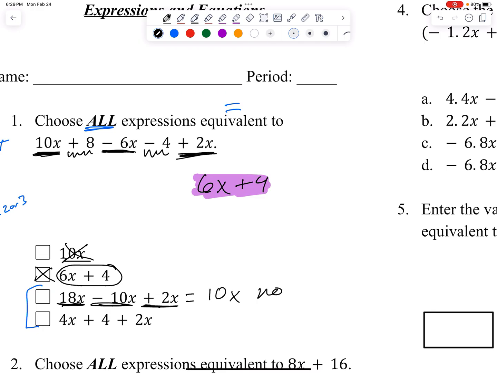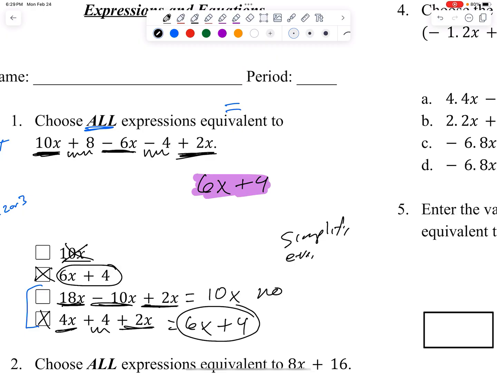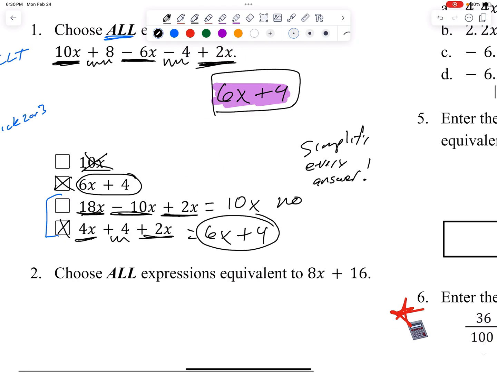No. And then my last one, I got x's with x's. So that gives me 6x. Units with units, well, there's only a plus 4. So did that work? Yes, 6x plus 4. So do you see what I'm talking about? Just simplify every answer, or option, I guess I would say. When you simplify all that, you should get the same thing. If you don't get the same thing, then obviously it can't be equal. Okay, hopefully that makes sense, the logic.